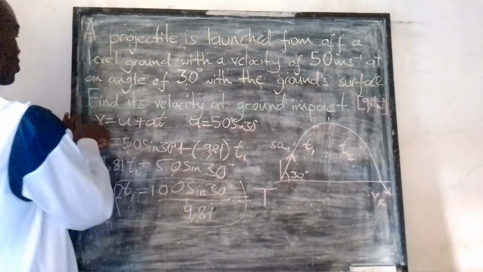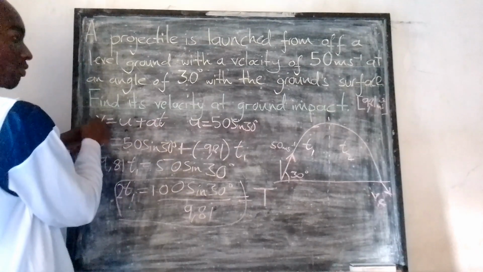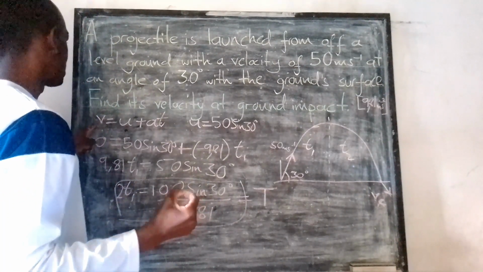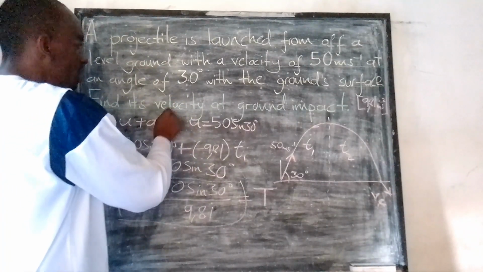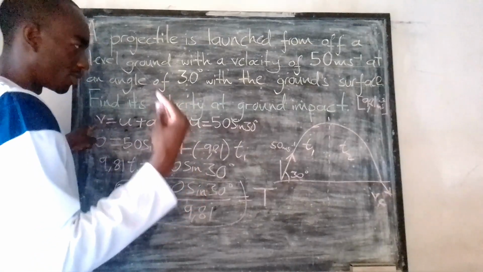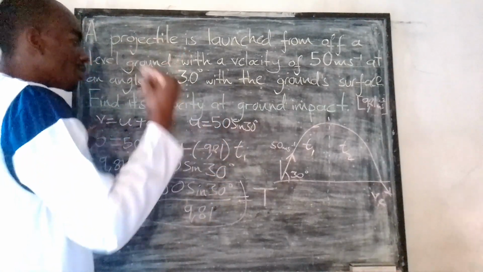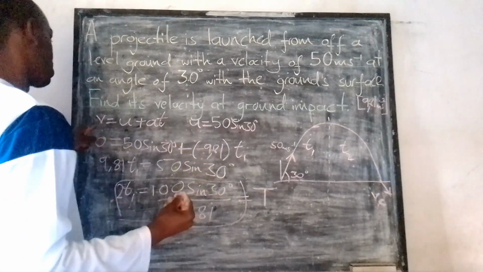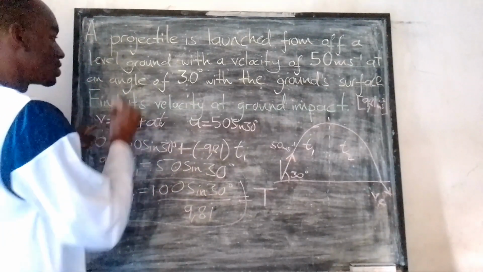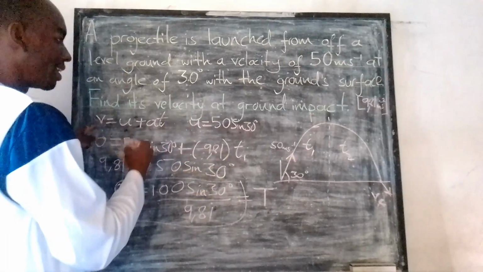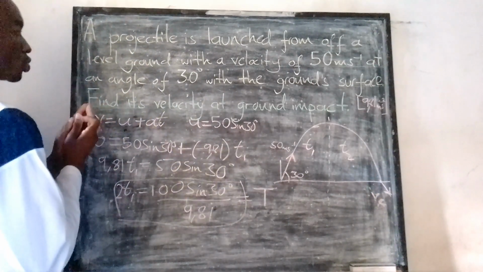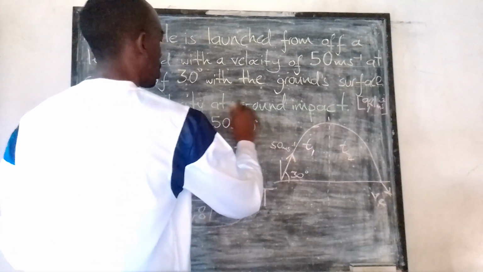Doing so will give us the final vertical component of the velocity. But remember, we're not looking for the final vertical component of the velocity. We're looking for the velocity at ground impact. That is the final vertical component of the velocity plus the final horizontal component of the velocity. So we'll calculate the final vertical component, then the horizontal component, and we'll add the two so that we get the velocity at ground impact.